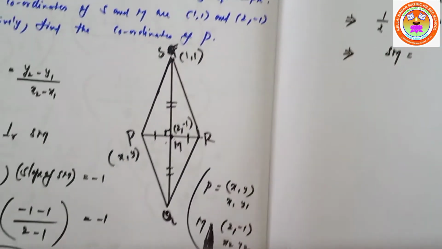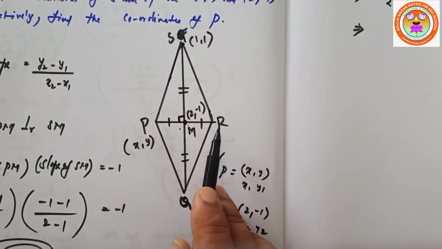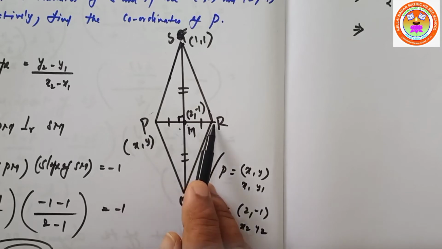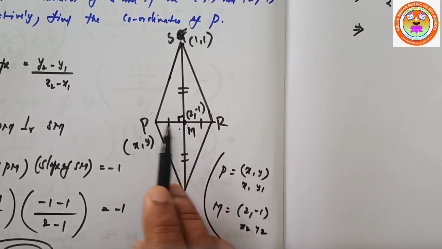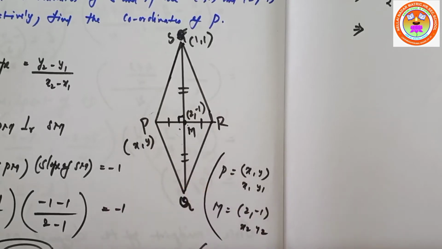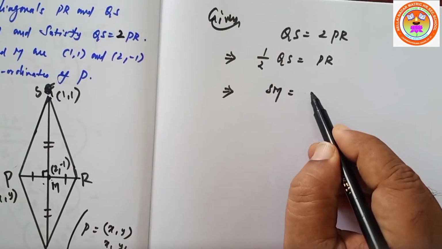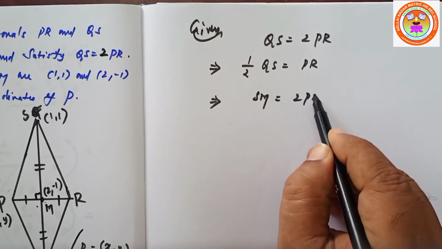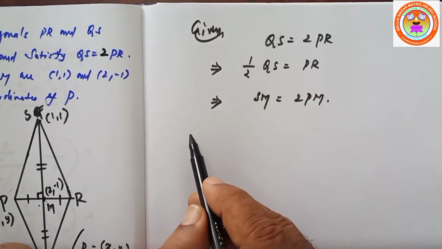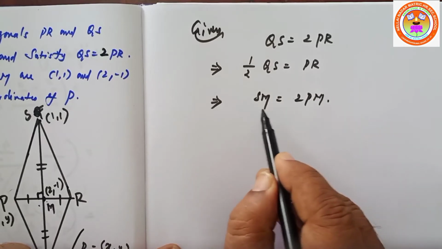And PR equals double PM, because M is the midpoint. MR and PM are equal, therefore PM plus PM is double PM. So PR equals 2PM. Right? Now we can apply the distance formula.